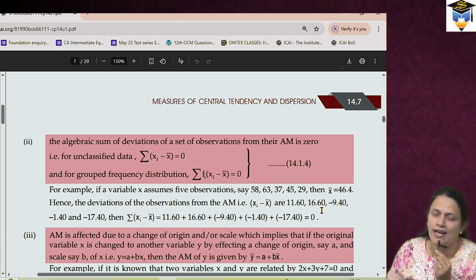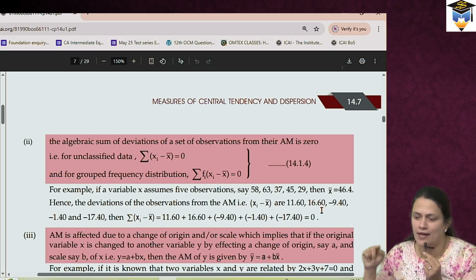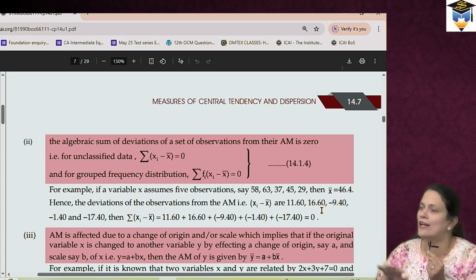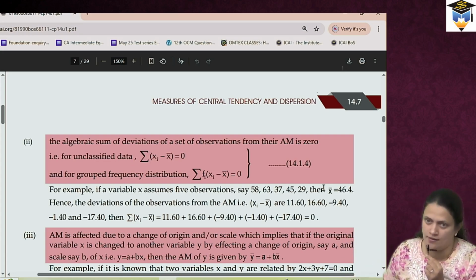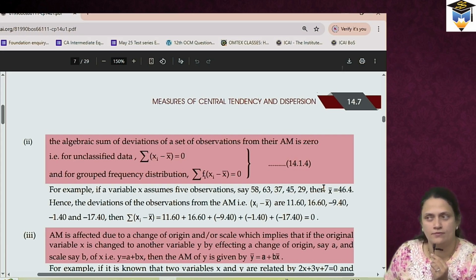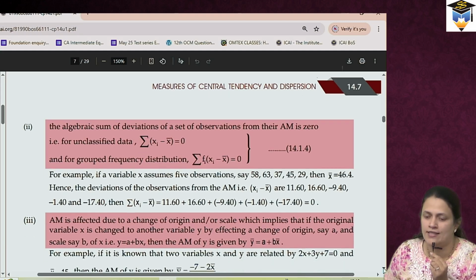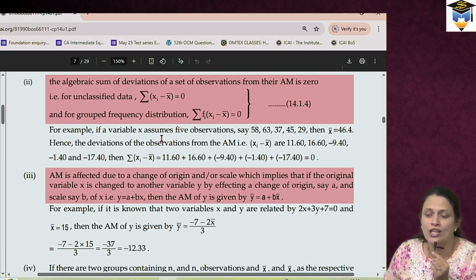Understood? What have they done? Arithmetic mean found out, x bar, then they have subtracted, and then since it is summation, they have added all the answers. And when you add all the answers together, their algebraic sum comes out to be equal to 0. Understood?